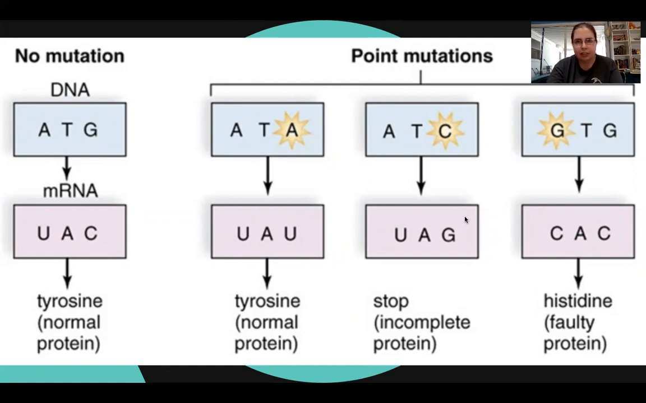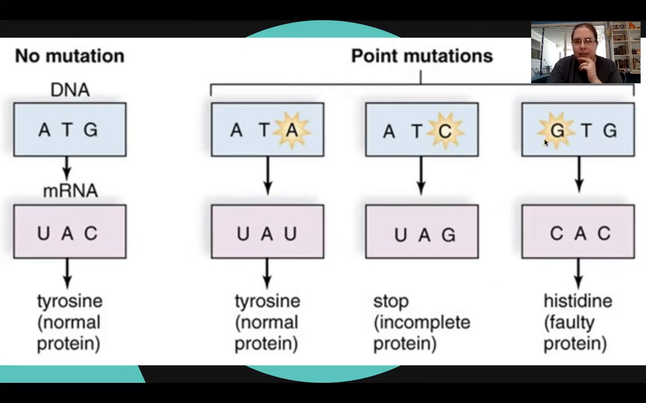ATC instead of ATG leads to UAG, which is a stop codon. If this occurs anywhere but at the end of the mRNA, then it's going to stop transcription and translation early, which means your protein is going to be short. It might be short 1 or 2 amino acids. It could be short 1,000 amino acids, in which case it's going to have a serious effect on its ability to be a functional protein.